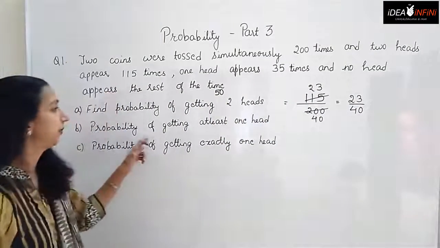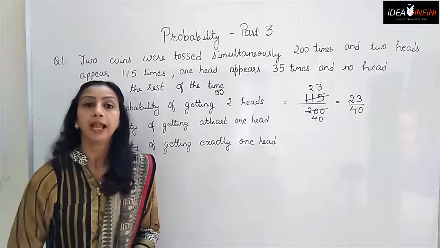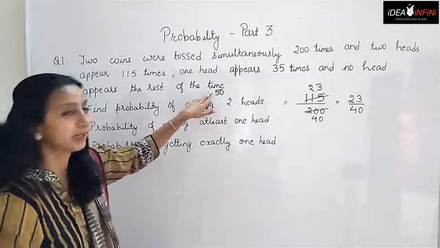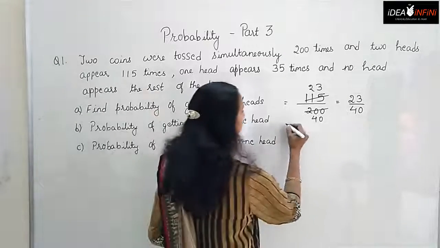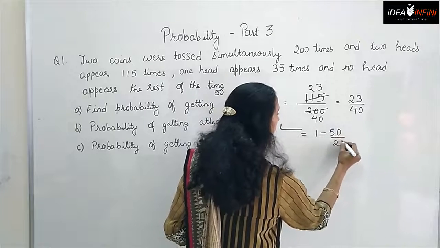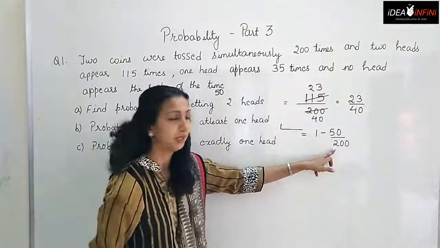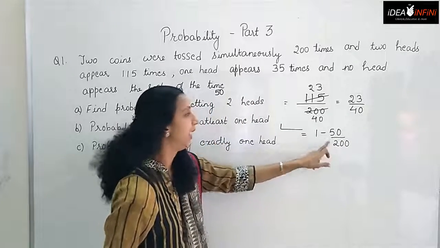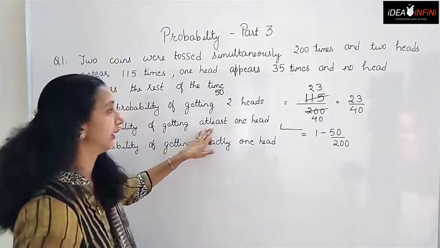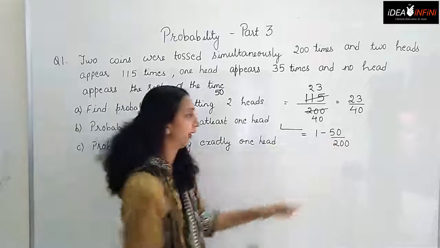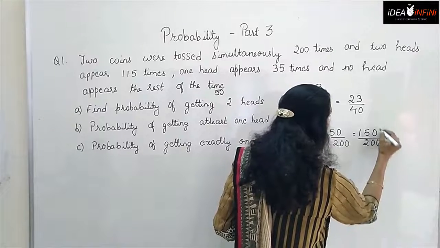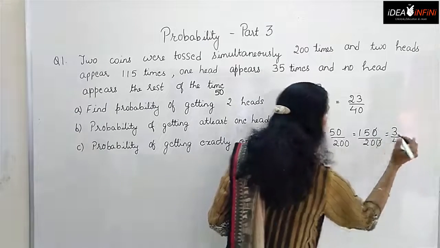Second part, probability of getting at least one head. At least one head means 1 minus 0 head. 0 head is coming 50 times. So the probability here, I am writing, will be 1 minus 50 by 200. 200 will remain in the denominator as it was the total outcomes. And 1 minus 50 by 200 because it's written at least one head. So no head, 1 minus 0 head. So this will be 150 upon 200, and then once again we reduce it to lowest terms, 3 by 4.